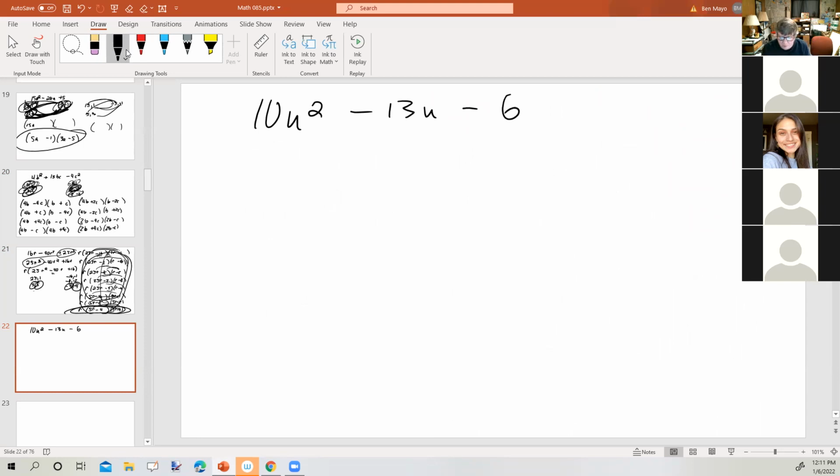Trinomial, standard form, no greatest common factor. Leading coefficient isn't a 1. So 10 and 1, 5 and 2. Over here, -6 and 1, -1 and 6, -2 and 3, -3 and 2. The first column is going to be the coefficients of the variable terms. The second column is going to be the constant term. But I need -13.